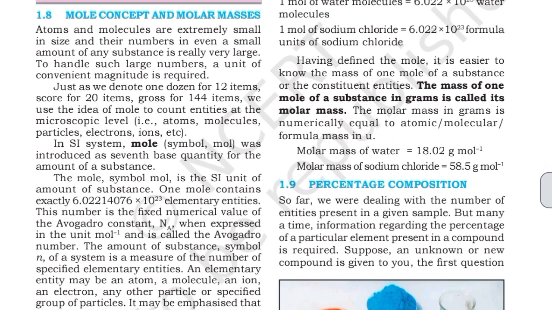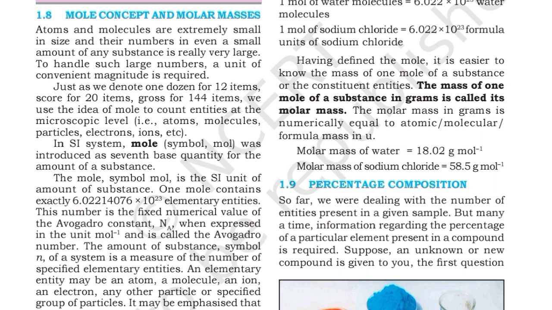Mole concept and molar masses. Atoms and molecules are extremely small in size, and their numbers in even a small amount of any substance are really large. To handle such large numbers, a unit of convenient magnitude is required. Just as we denote 1 dozen for 12 items, score for 20 items, gross for 144 items, we use the idea of mole to count entities at the microscopic level, that is atoms, molecules, particles, electrons, ions, etc.